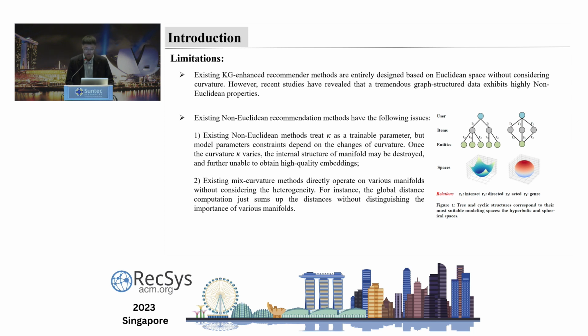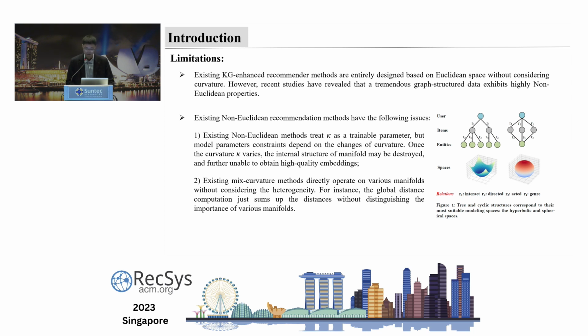Recent studies, however, have revealed that vast graph-structured data exhibits highly non-Euclidean properties. As illustrated on the right, hyperbolic space is more suitable for modeling tree structures, while spherical space is more appropriate for modeling ring structures. On the other hand, existing non-Euclidean recommendation methods have the following issues.